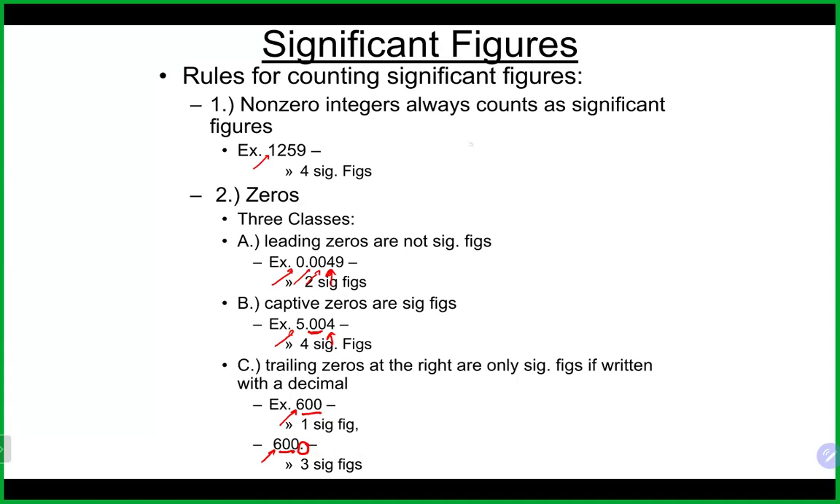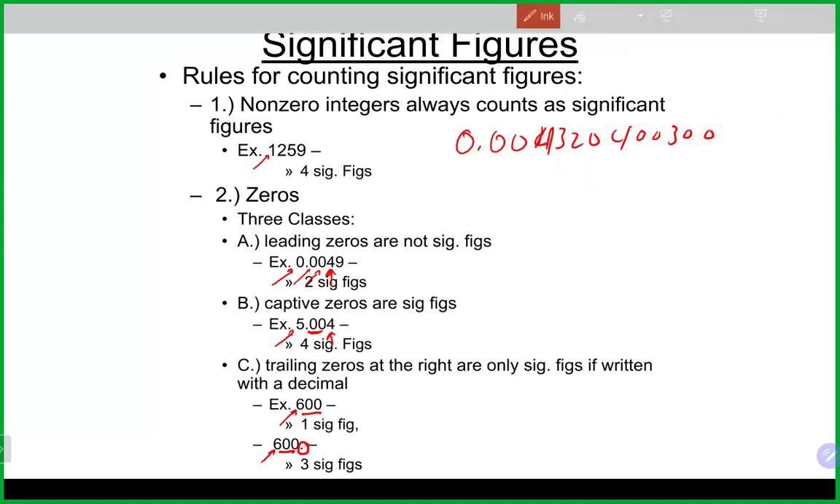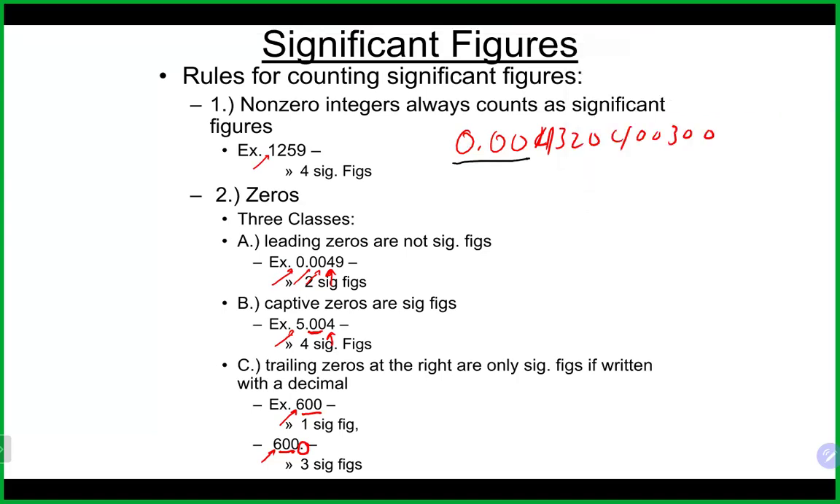Now, if you had a number like 0.004320400300300, and we'll just say that's some type of measurement, how many significant figures would this number have? Let's see. I was just writing, so let's get it together here. We'll go left to right. These zeros here, are they significant? They're not significant because we're not going to start counting until we hit our first non-zero, left to right.